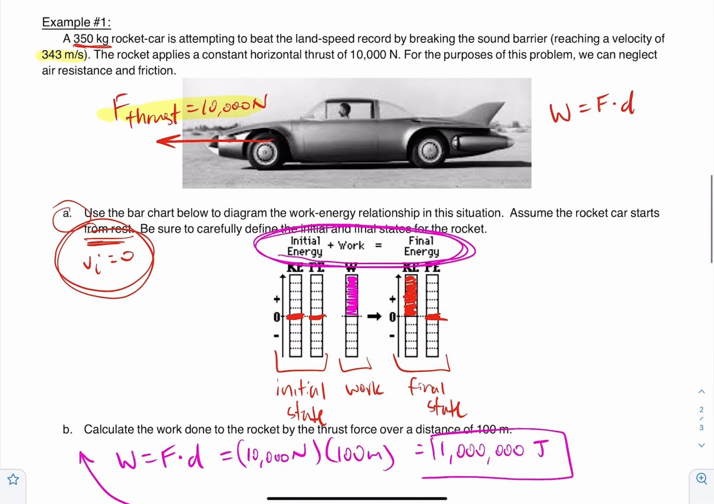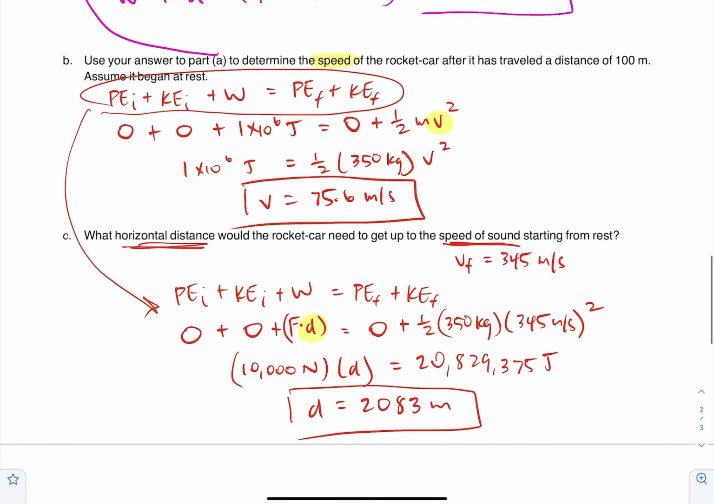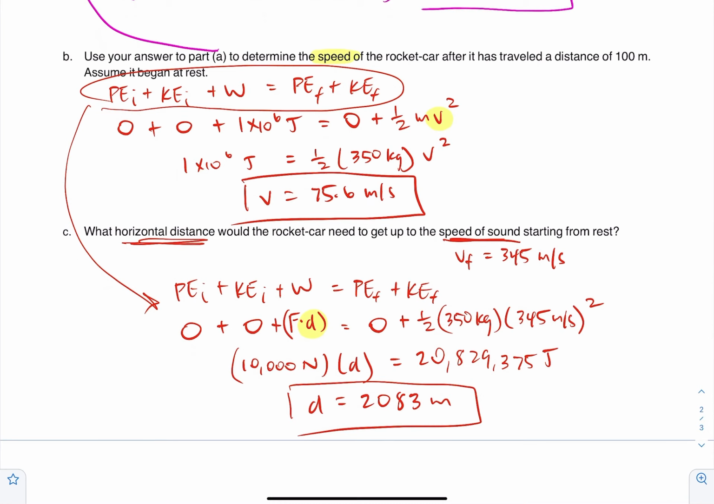And I just realized that I actually copied the speed of sound incorrectly. It's 343 meters per second. My bad. Let me fix that. So this is going to go in here, 343. This is now slightly different. 20,588,575 joules. And so this is now 2,059.